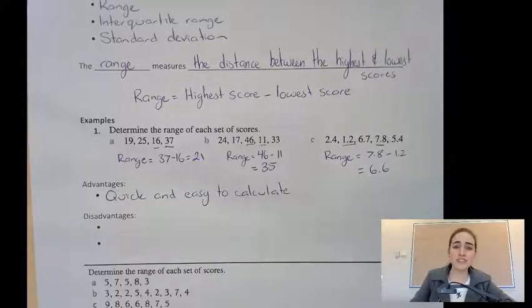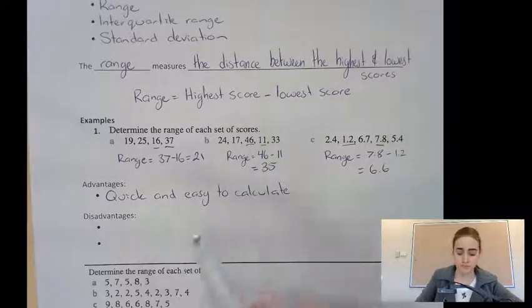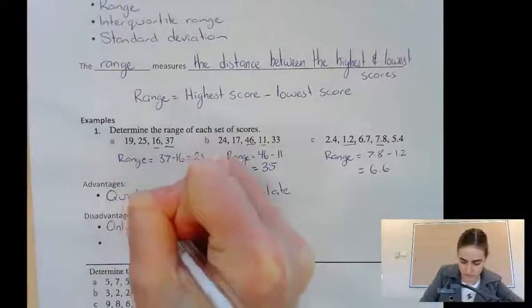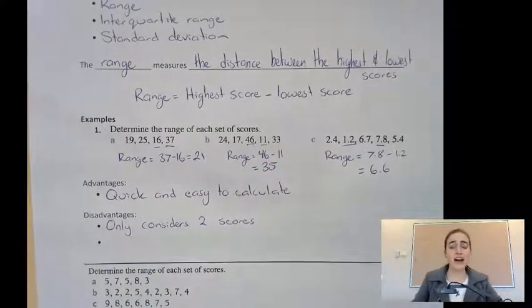The first one is that we're only considering two scores. So we're only considering the very highest and the very lowest scores. So it's only looking at how spread out the extremes of our data is. It's not looking at how all of the data is spread out as a whole. So what that means is that the range can be really extremely affected by any outliers.